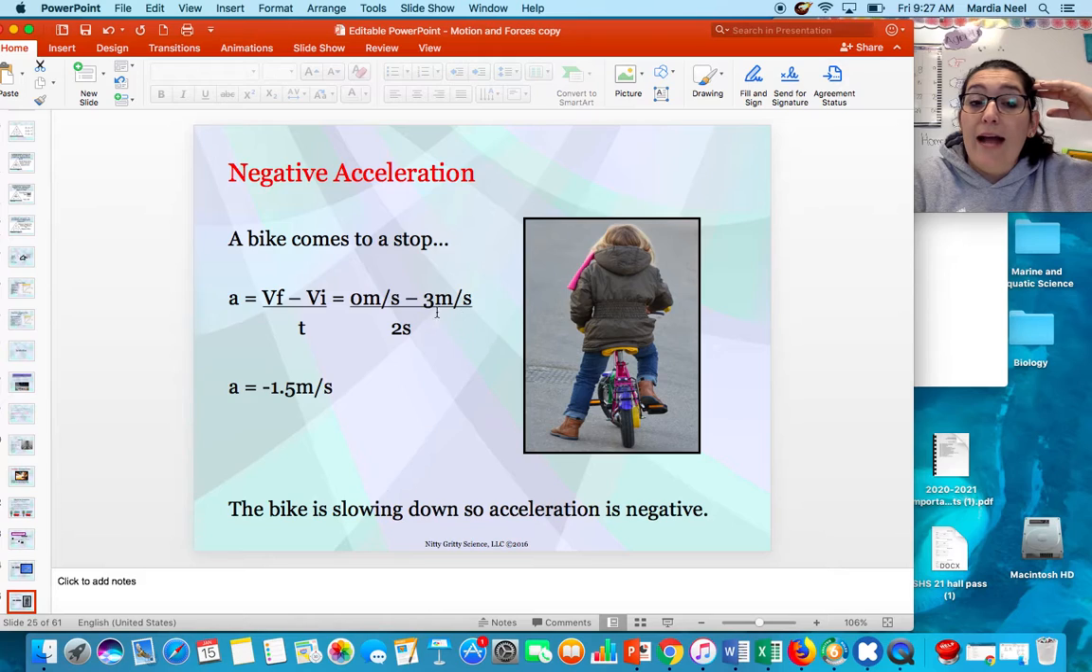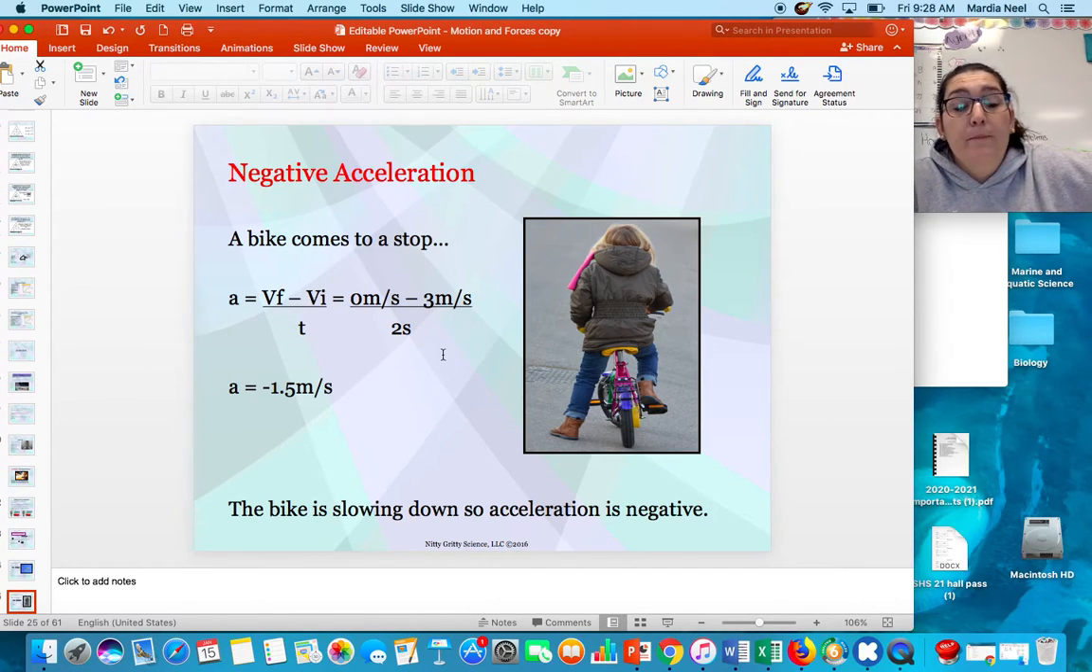So she started out, her initial velocity was 3 meters per second. And when I read the problem, I said she came to a stop. So she stopped. Her final speed was 0. All over, how long did it take her? It took her 2 seconds to come to a stop. So we're going to say 0 minus 3 is negative 3, divided by 2 is negative 1.5 meters per second squared.